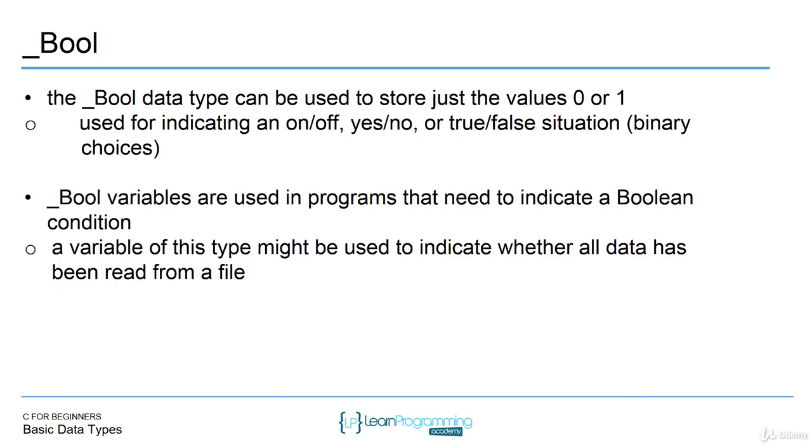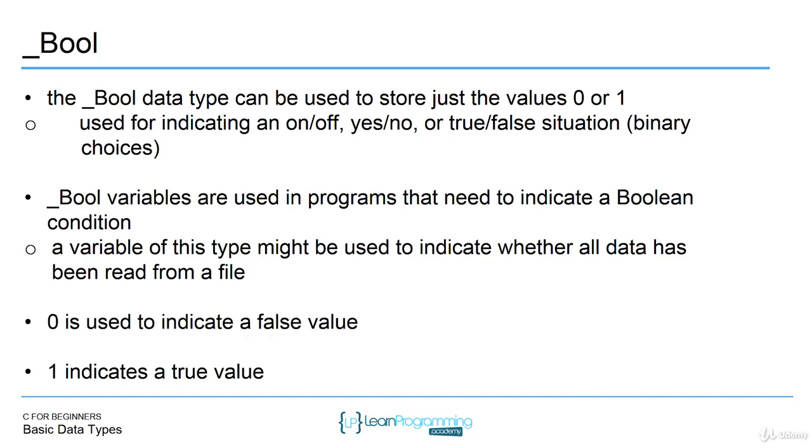Boolean variables are used in programs that need to indicate a Boolean condition, a true or false type of answer. So for example, a variable of this type might be used to indicate whether all the data has been read from a file. Yes or no. Has all the data been read from a file? If it's 0, false, 1 yes, which we'll talk about now. So 0 is used to indicate a false value. 1 indicates a true value.